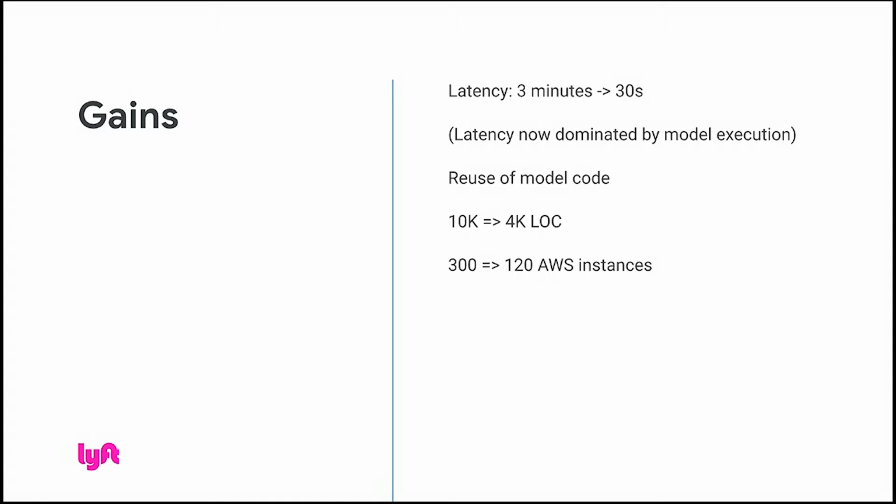The model code was reused as is, so it was not changed at all. But the lines of code went down because we could remove all this boilerplate that was around it for scheduling, for the orchestration, and for the state saving. And this also resulted in a reduction of the resources that are needed.